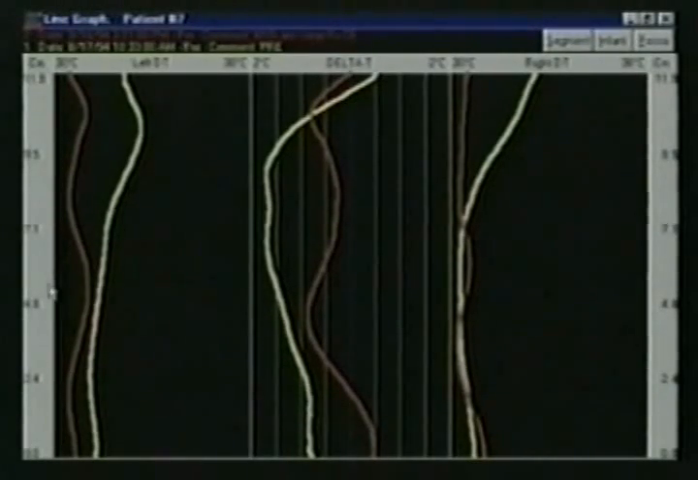This is right at approximately the 5 centimeter. Right. And again, this is a cervical only scan. So that was unique to this one.